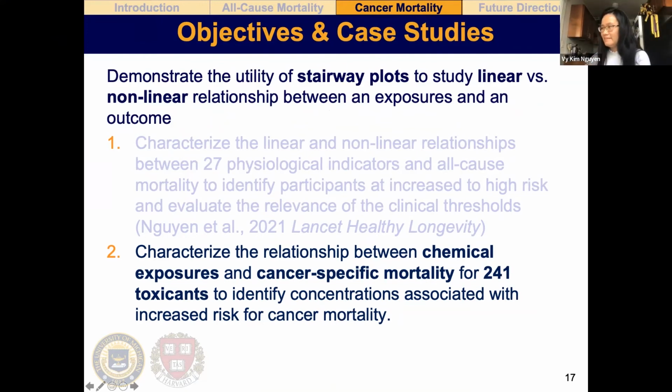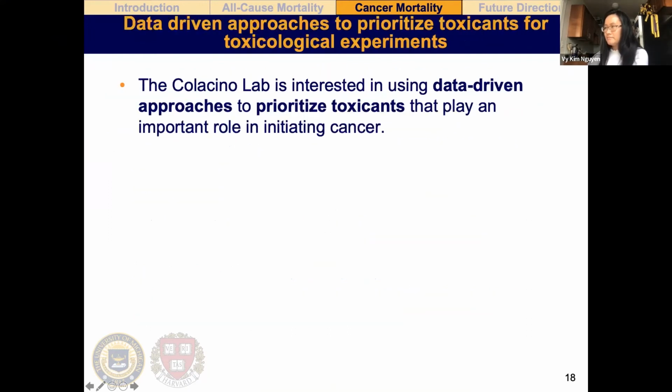Okay, if that's the case, let me move on to our next case study, looking at the relationships between chemical exposure and cancer-specific mortality. Here we do it for 241 toxicants. The current lab that I'm in, the Colosina lab, is interested in using data-driven approaches to prioritize which toxicants, which chemicals, are important in initiating cancer.